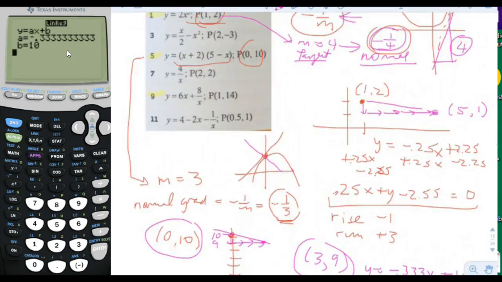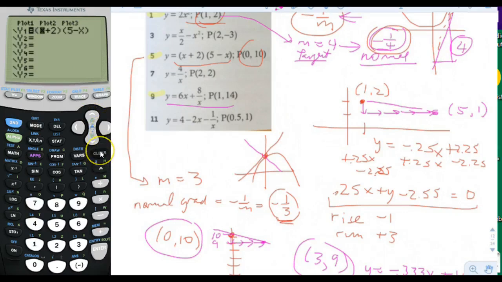All right, now last one. We'll do this one here. So we program that in. It's going to be 6x plus 8 divided by x. I put parentheses here, but in this case, because of PEMDAS, you don't really need it. I'm going to graph it, and then I'm going to check what the gradient is at x equals 1.